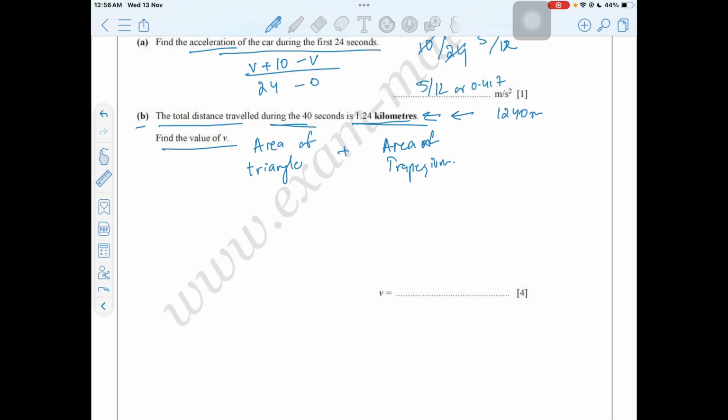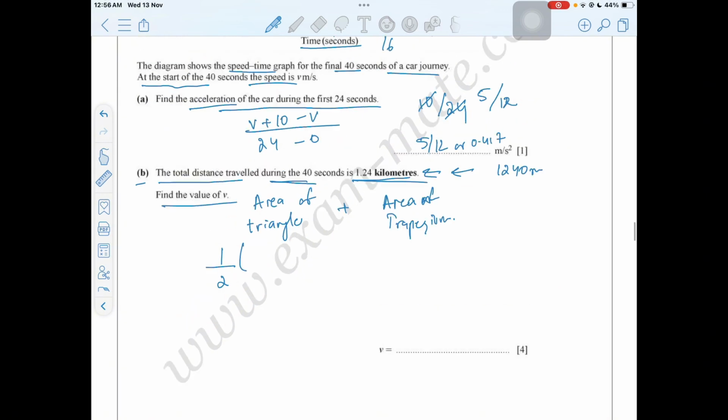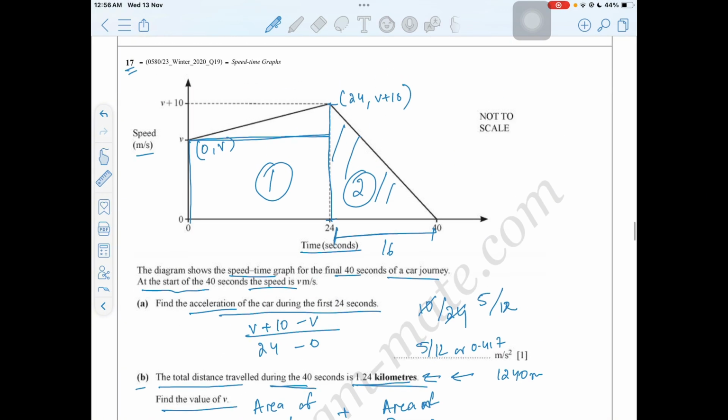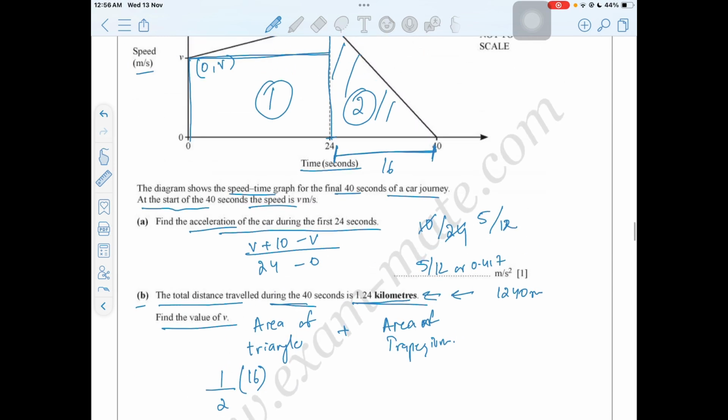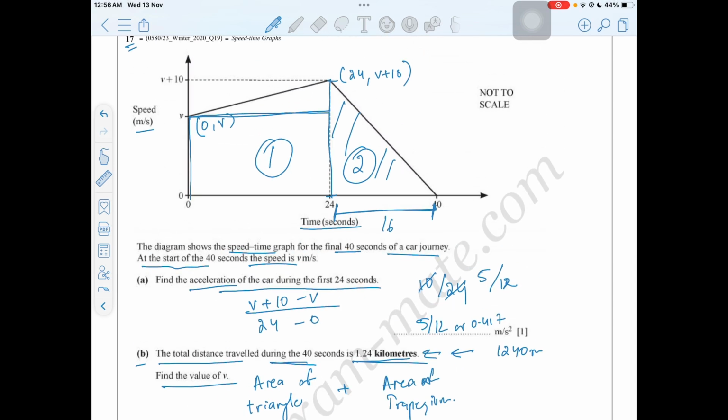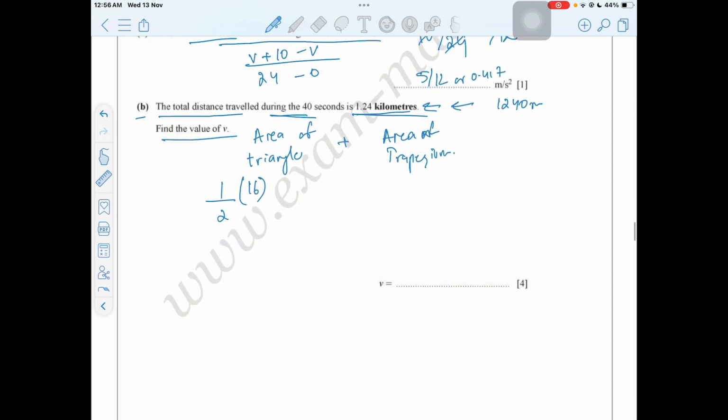Right? So area of triangle is 1 over 2. We are given the base as 16, and we are given this as v plus 10, right? So this is v plus 10. Okay, I think I found a mistake.